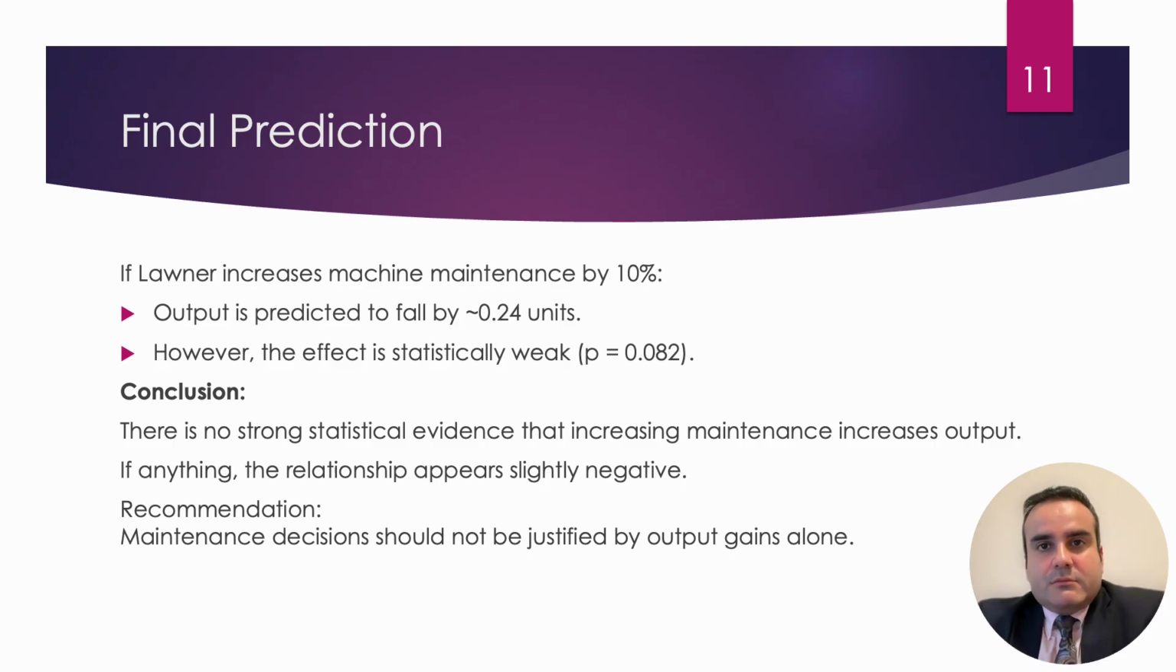Based on the estimation model, increasing machine maintenance does not appear to significantly increase production output. In fact, the estimated effect is slightly negative, though the statistical evidence is weak. Therefore, the analysis suggests that increasing maintenance alone is unlikely to generate meaningful productivity gains for Loaner. In other words, management should not increase maintenance budgets to boost output.